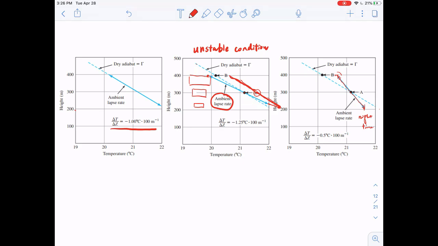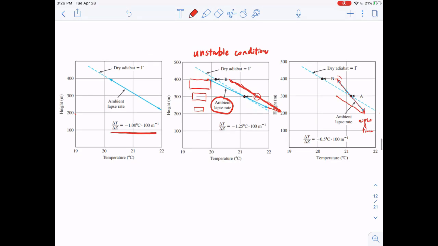Now let's see what's going to happen. So let's say that the air at the surface of this actual ambient condition also tries to rise up. So after it rises up for 100 meters, according to this dry adiabatic lapse rate.